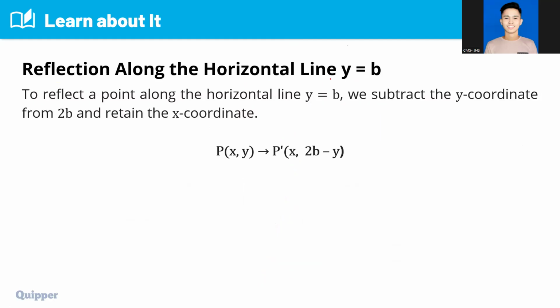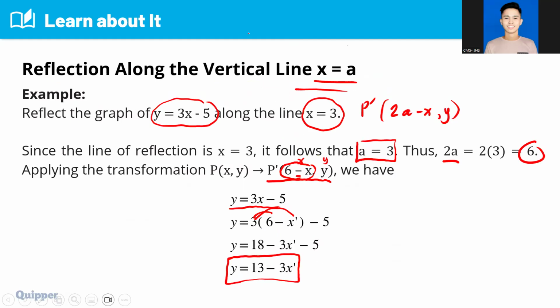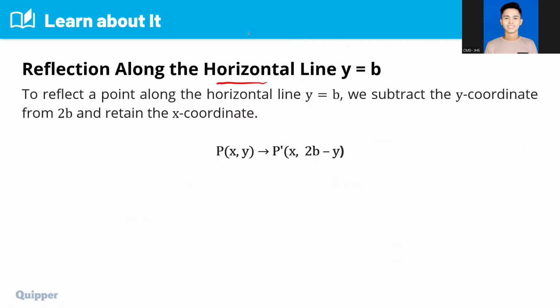Next, reflection along the horizontal line y equals b. To reflect a point along the horizontal line y equals b, again, horizontal. A while ago, we were reflecting along the vertical line, right? In this case, horizontal line, y equals b. A while ago, it's x equals a. So in this case, same process, but b here will still be multiplied by 2 just like a while ago. But we need to subtract y now from 2b.